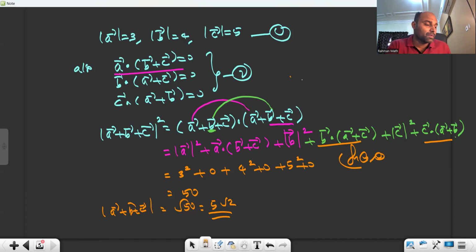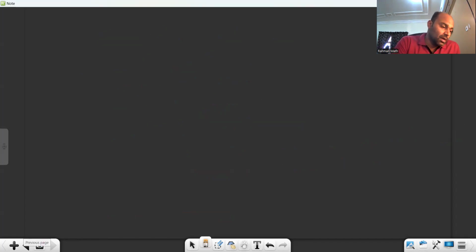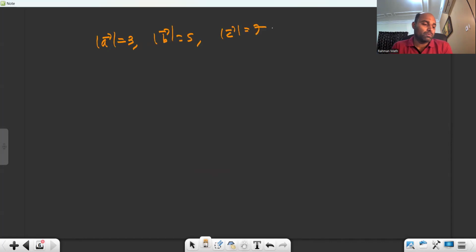Next, question number 14. Given that magnitude A equals 3, magnitude B equals 5, magnitude C equals 7. They are asking the angle between A and B. Also, A plus B plus C equals 0.